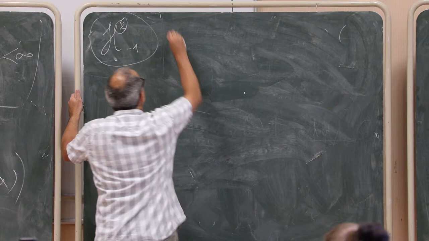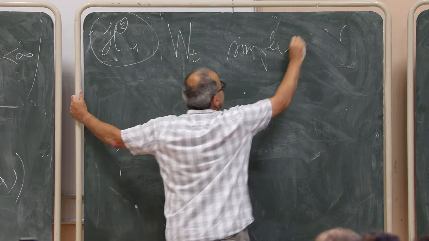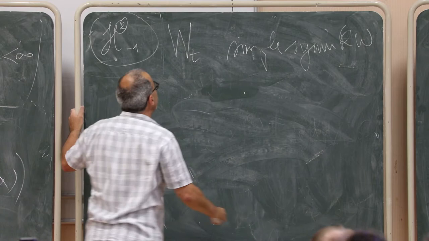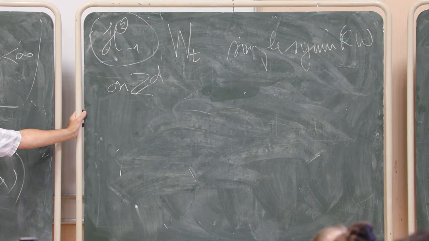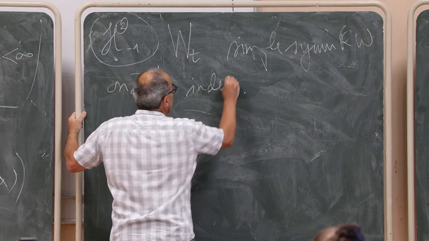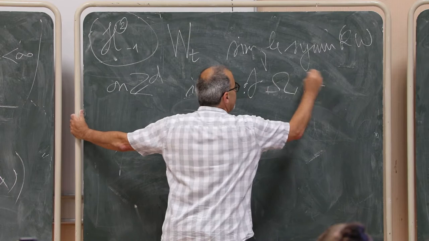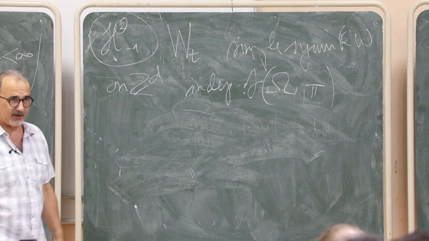It is just a simple symmetric random walk, continuous time random walk on Z^d with jump rate 1, say. Simple symmetric random walk, the simplest object you have seen in your life. Right? Independent of omega, of pi. OK, independent of all random variables, independent of all those random variables you have seen so far.